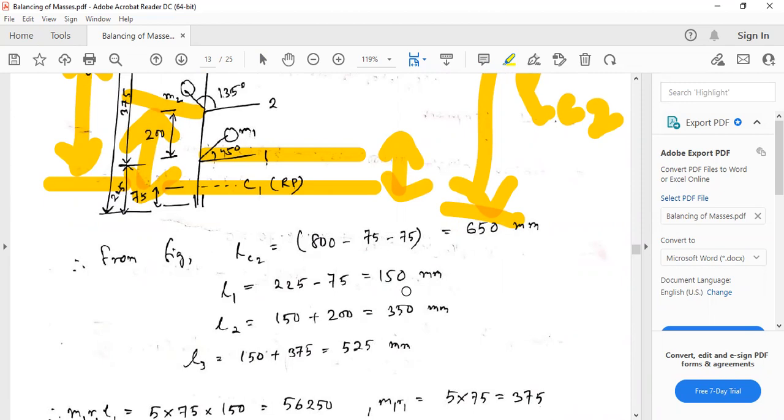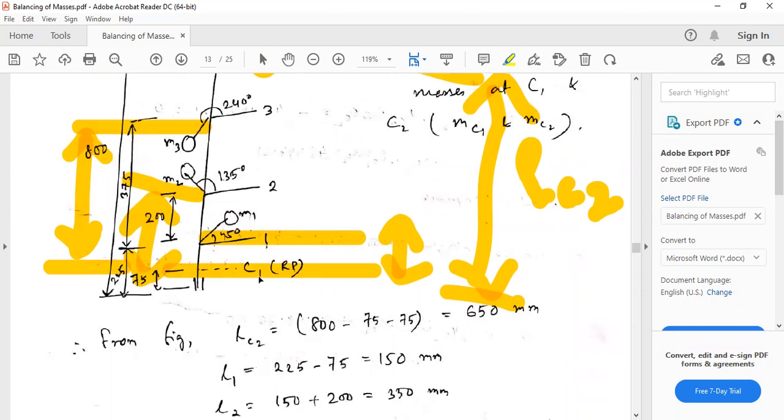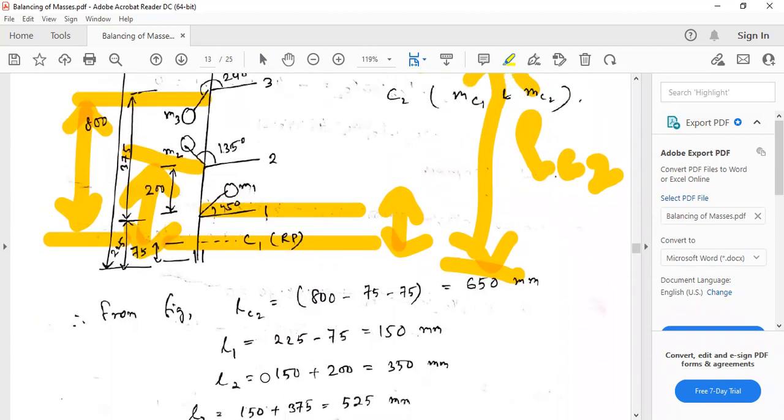Okay, now we have this L1. L1 is 225 minus 75. So see, L1 is the distance from the reference plane to the first turn. You know the total distance from here to here, so minus 75 will give you the gap between these two. That's why 225 minus 75.